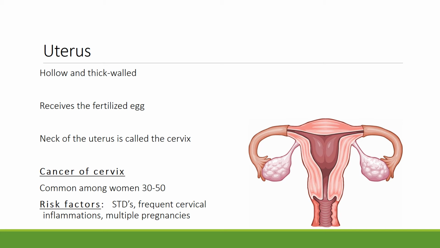It's the location that receives the fertilized egg, and it's where implantation occurs. The narrow part of the uterus is known as the cervix. Cancer of the cervix is common among women ages 30 to 50. There are risk factors for developing cervical cancer. They include STDs, frequent cervical inflammations, and multiple pregnancies.